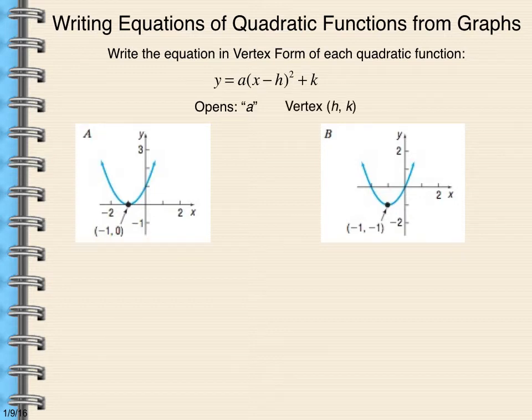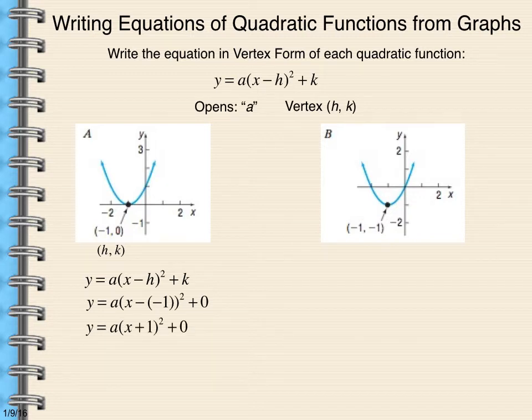So for the graph shown in example A, we'll write the vertex form. Now we'll identify the vertex. So we know h is -1 and k is 0. We can substitute the h and the k into the vertex form. And we can simplify inside the parentheses.